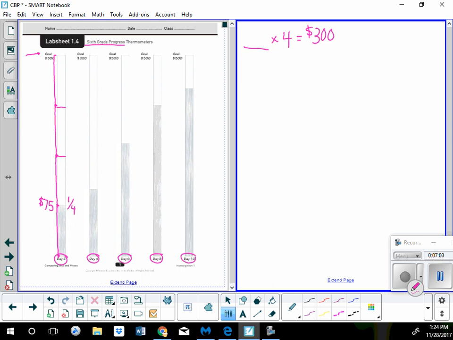Yeah, Ren? 300 divided by 4. We could also do 300 divided by 4. And that would give us 75. Put my dollar signs in here.